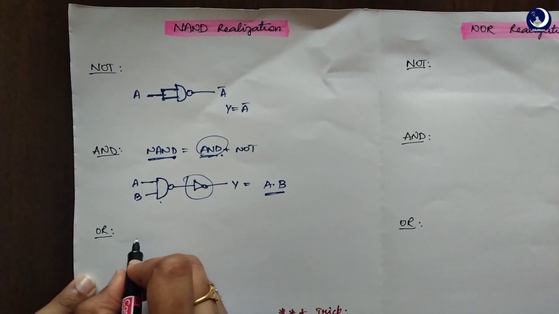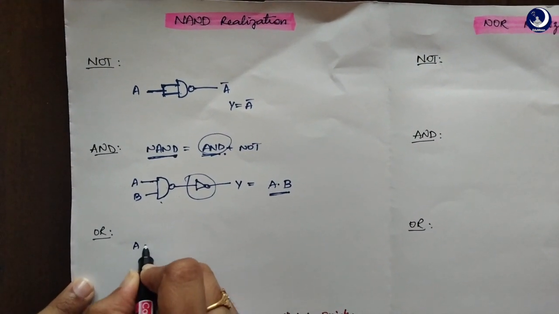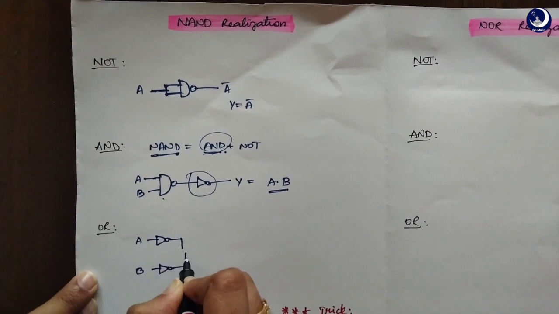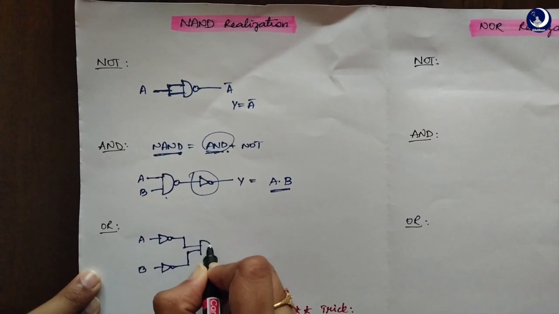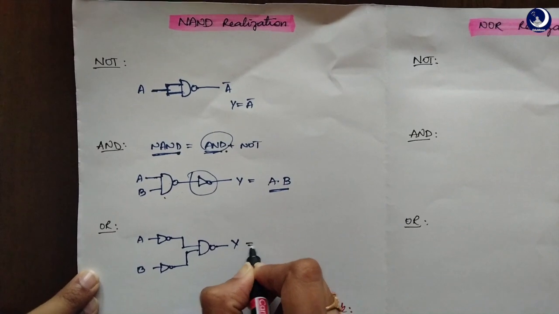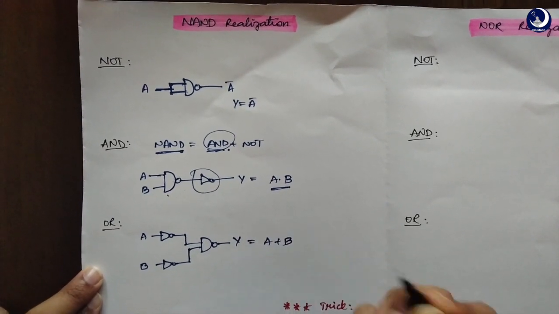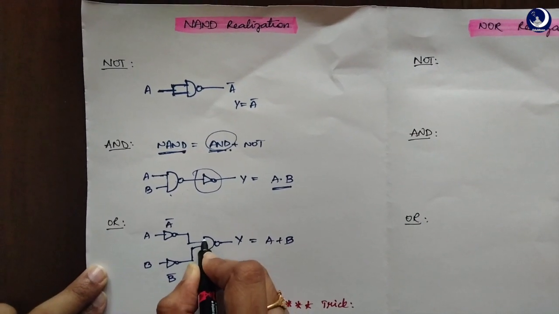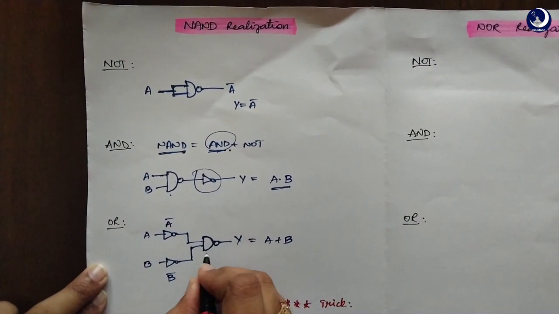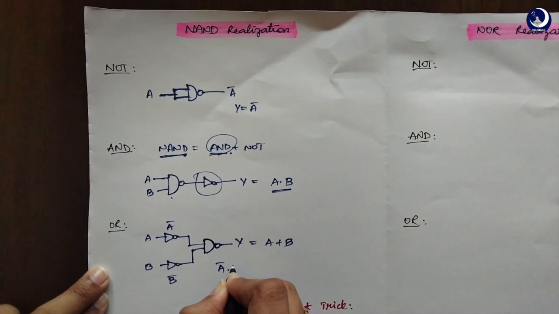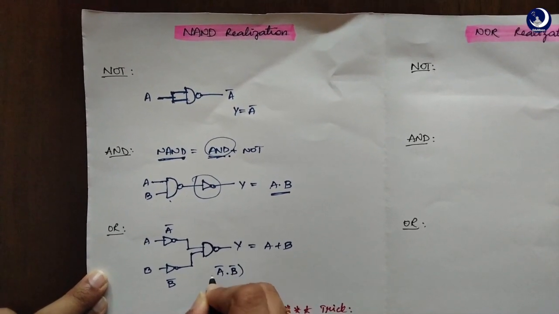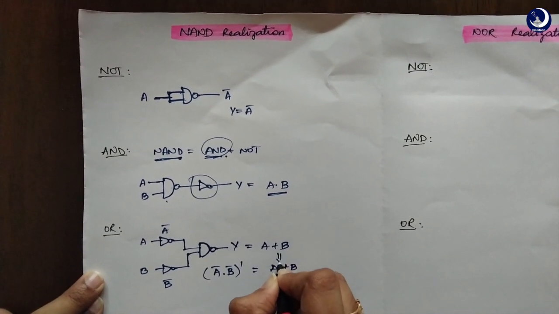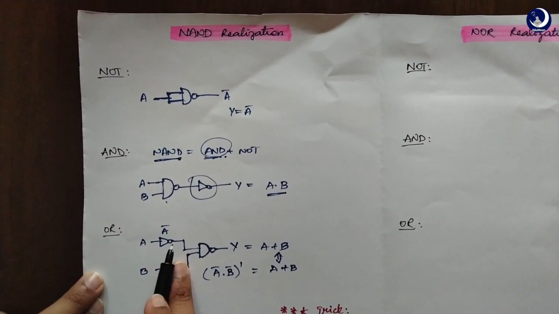Now if you consider OR. If you just take complements for each input and then connect them with a NAND, that becomes your OR. See, it's simple. So this is A bar and this is B bar. Now A bar and B bar are connected to a NAND gate. So how do you use a NAND gate? A bar dot B bar whole bar, right, which is equal to A plus B. So this is how you represent an OR diagram.